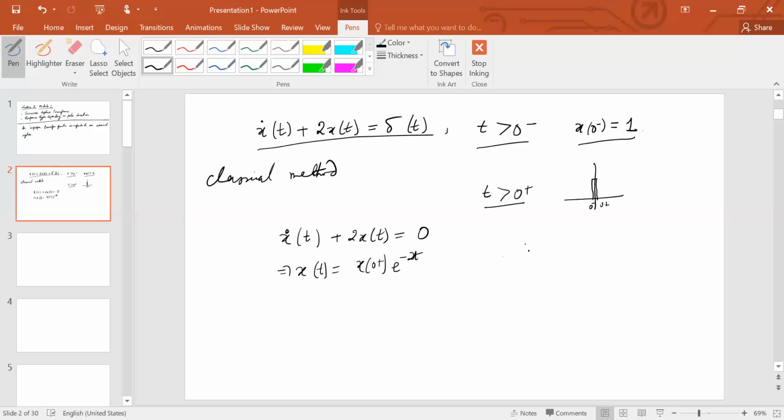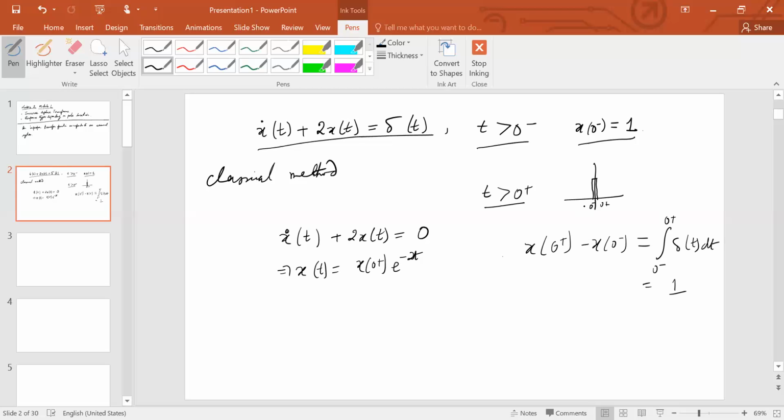And therefore, x of 0 plus minus x of 0 minus will be equal to that discontinuity. What is the discontinuity? It is nothing but the integration of the delta function from 0 minus to 0 plus, delta t dt, which is just equal to unity. So this is how you obtain this. Do you see the point here?